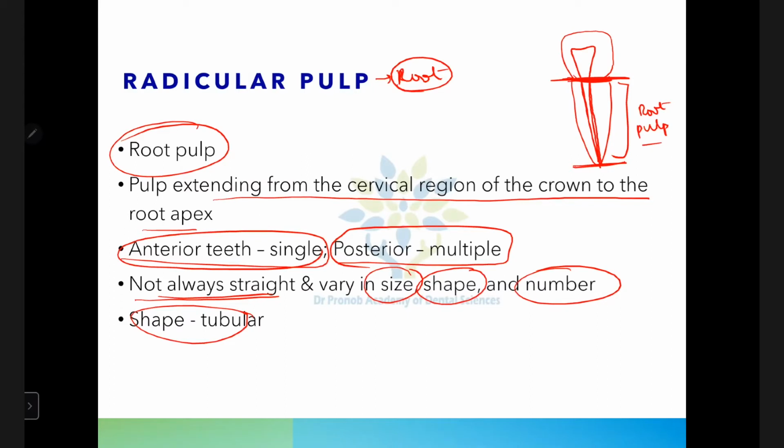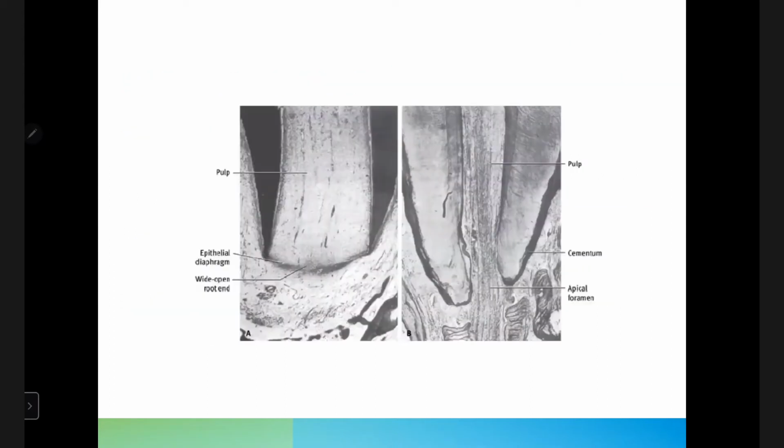Next, one important thing here is during the root formation, the apical root end, this portion, this is the apex. During the root formation, at the apical end of the root, there is a wide opening. This wide opening is limited by the epithelial diaphragm, if you can see here.